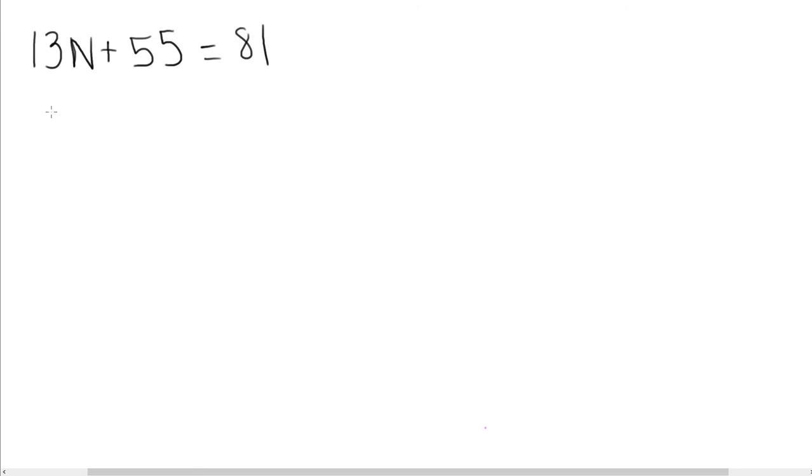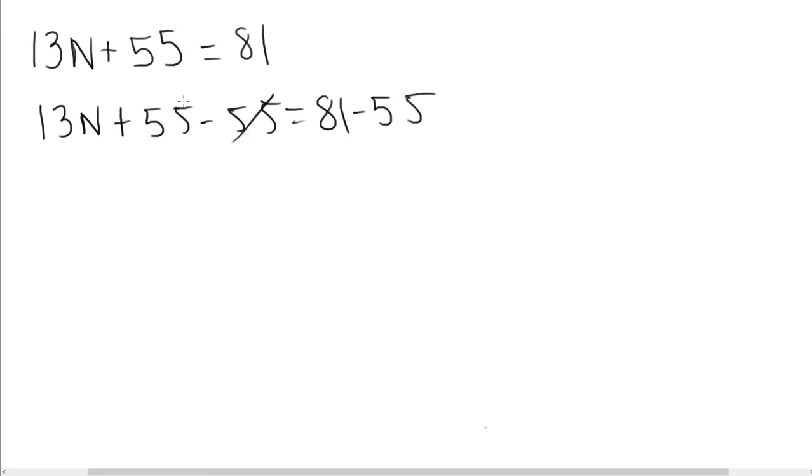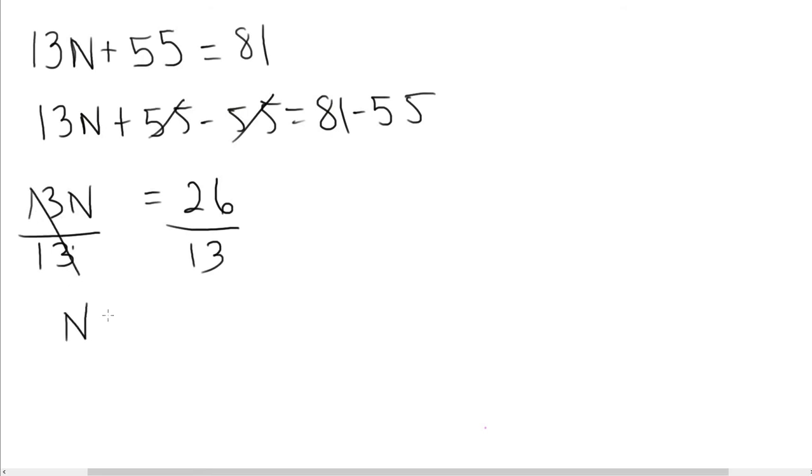So we want to get n by itself, or 13n by itself first. So we're going to subtract 55 from both sides. We have 13n plus 55 minus 55 equals 81 minus 55. These 55's cancel. We have 13n equals 81 minus 55. I get 26. So we know n must equal 2 because 13 times 2 is 26. Let's show it. We're going to divide both sides by 13. Cancel, n equals 2 as predicted.